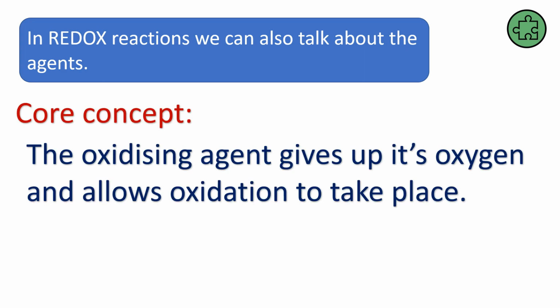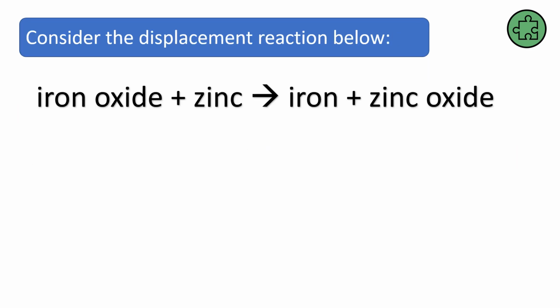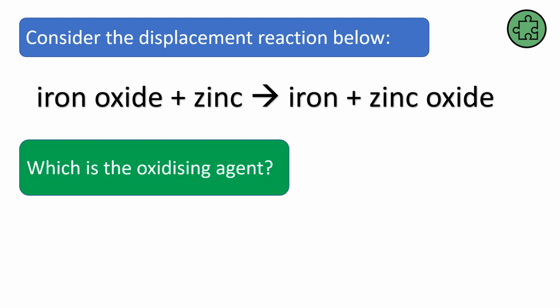The oxidizing agent is the substance that is giving up its oxygen and allows the oxidation to take place. So if we look at our equation again, what's the oxidizing agent? What is giving up oxygen and allowing this process to take place? Well, it's the iron oxide. So the iron oxide is the oxidizing agent. It's the one that is responsible for the oxidation.